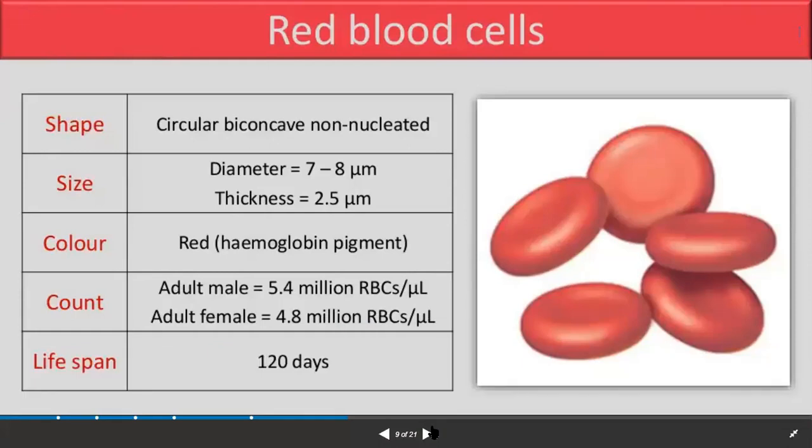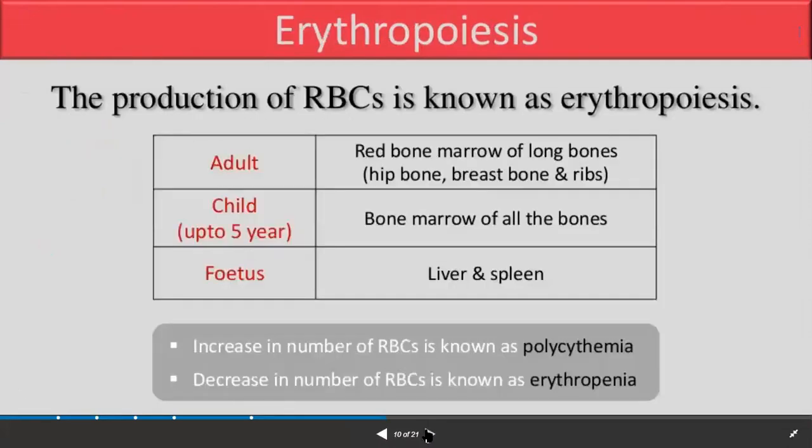Good. Now, the next thing we need to know is the production of red blood cells. Red blood cells are produced by a process that is called erythropoiesis. Erythro means red blood cells, and poiesis is just the process of production. So erythropoiesis is the production of red blood cells, and it takes place in an adult in the red bone marrow.